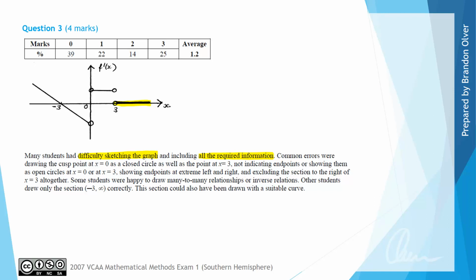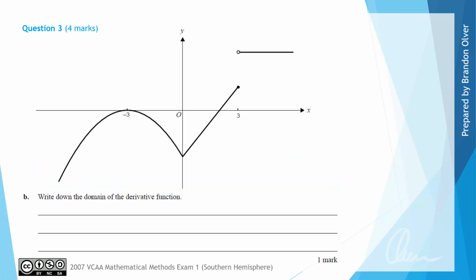So the really important things to take home from this question is that all of those endpoints, sharp points, and points of discontinuity meant that it wasn't differentiable at those points, so there needed to be open dots on the derivative function. So for part B, we're asked to write down the domain of the derivative function.